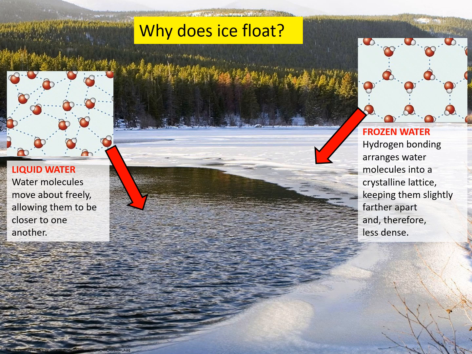So why does ice float? This is what we're getting into: the density of water. In liquid water, the water molecules move about freely. They can ebb and flow, allowing them to be closer to one another. Whenever you freeze it, the hydrogen bonds arrange the water molecules into a pattern, a crystalline lattice that keeps them slightly farther apart. They can't move in close and then move far away. They can't flow. It just freezes them in place. It always makes this pattern, and it keeps them farther apart. That's how it expands, and it becomes less dense as a result.